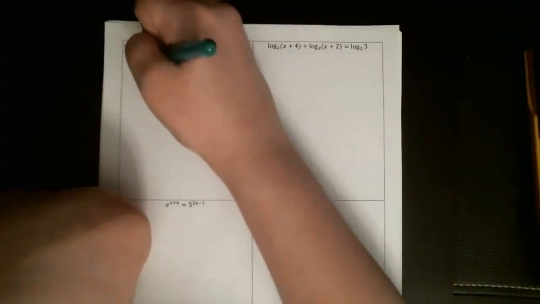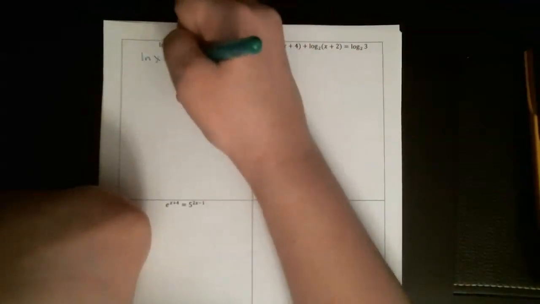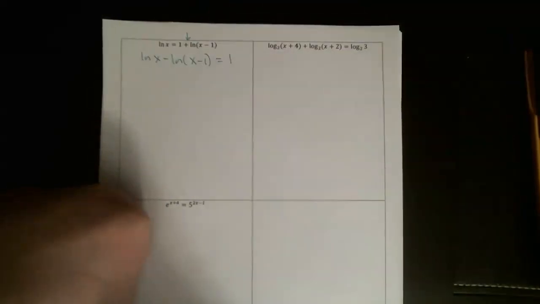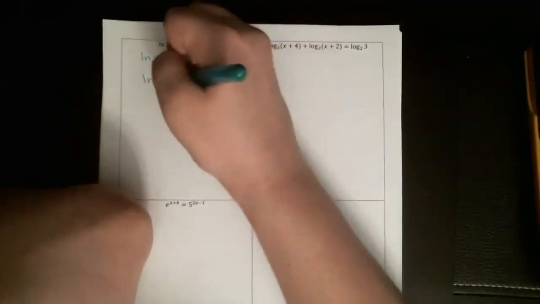So really the trick here is just to move the logs to one side first so that you can combine them. So I'm going to start by subtracting the natural log of x minus 1. Now that I have the difference of two logs, I can make that natural log of x over x minus 1.